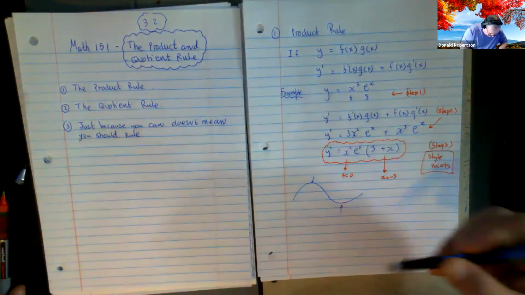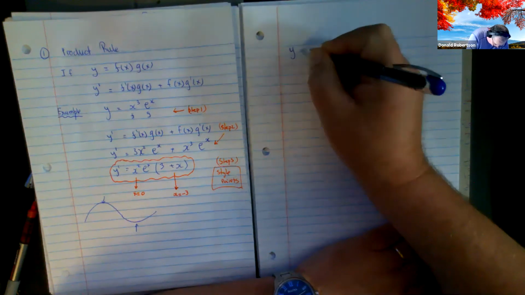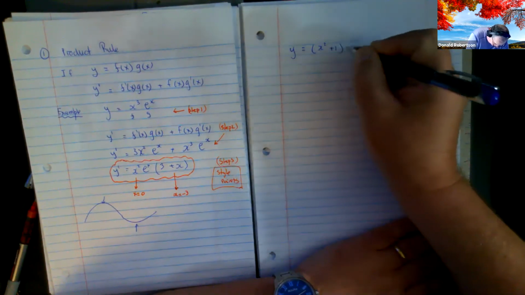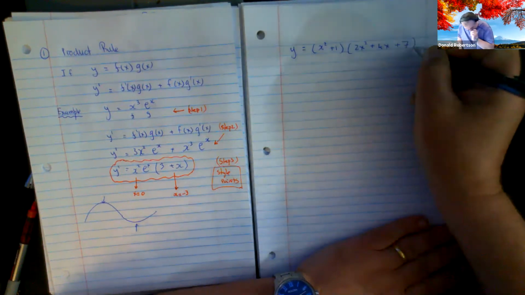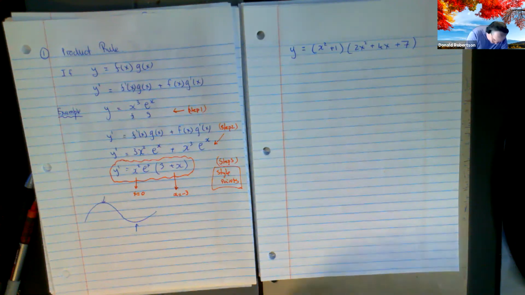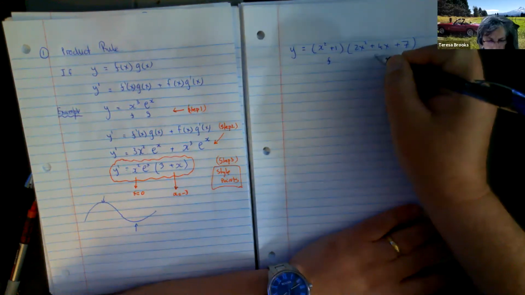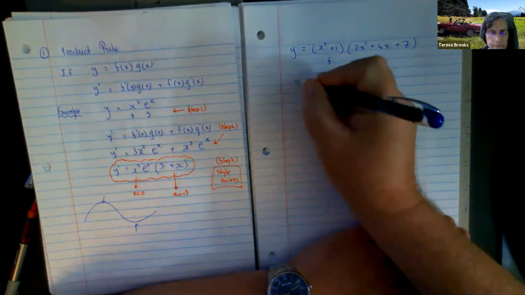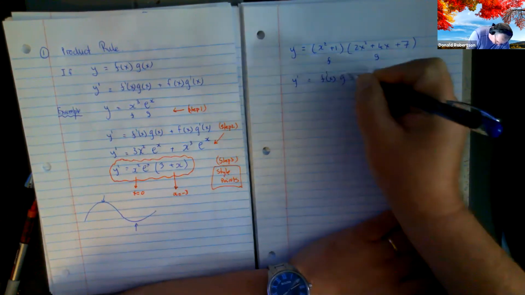Try another one. Suppose I gave you a function and I'll call it x squared plus 1, 2x squared plus 4x plus 7. And that is definitely a product rule. Would you agree it's 2 things multiplied together? Great. And now I'm going to call this guy f. I'm going to call this guy g. So its derivative, f dash g plus f of g dashed.